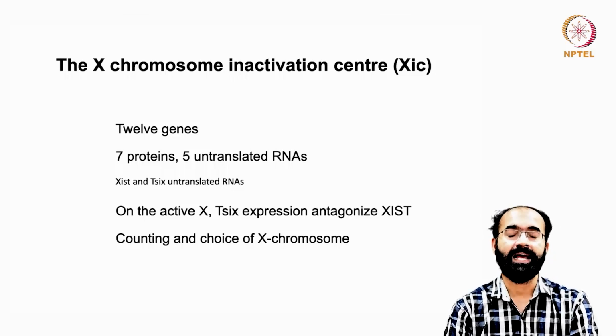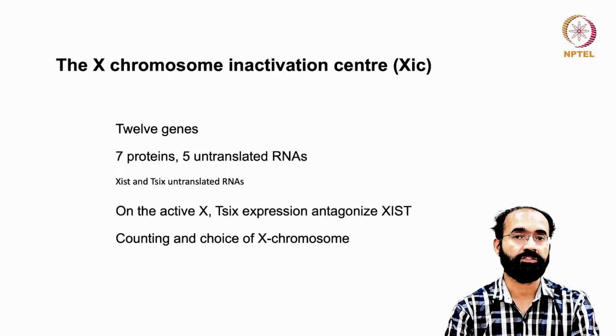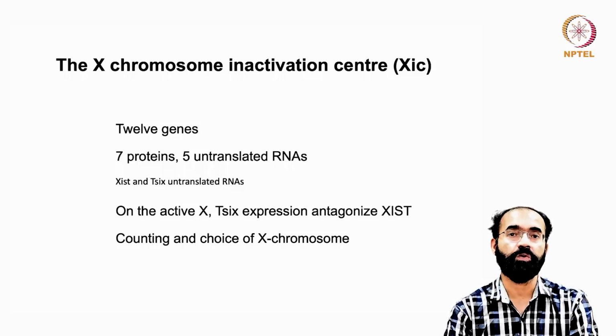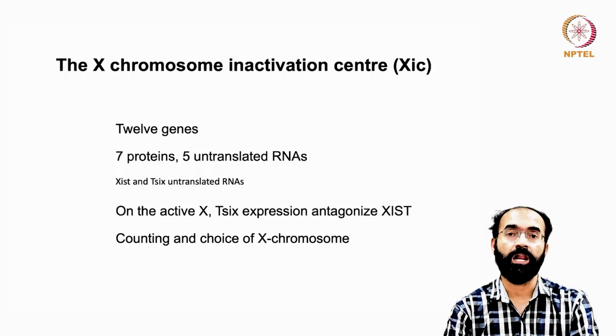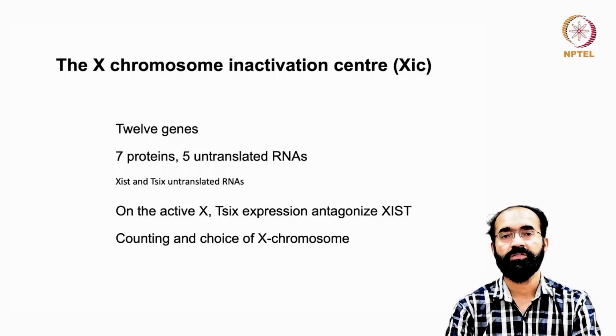Counting means the cell has to be sure that they have only 2 X chromosomes. What if there are 3 X chromosomes? You have to inactivate 2 of them. What if you have 4 X chromosomes? You have to inactivate 3 of them. Under any circumstance, allow only 1 X chromosome to function.